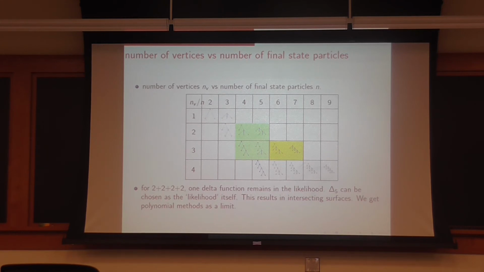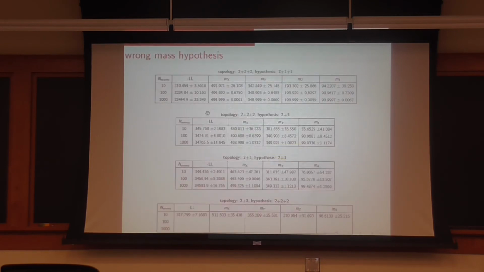And in a couple of events, those delta 5s will give you intersecting surfaces and will give you all the masses. So we cover the polynomial methods by just doing this likelihood method. But we do better than the polynomial method, which doesn't work over in this region because there are not enough constraints to solve the system.